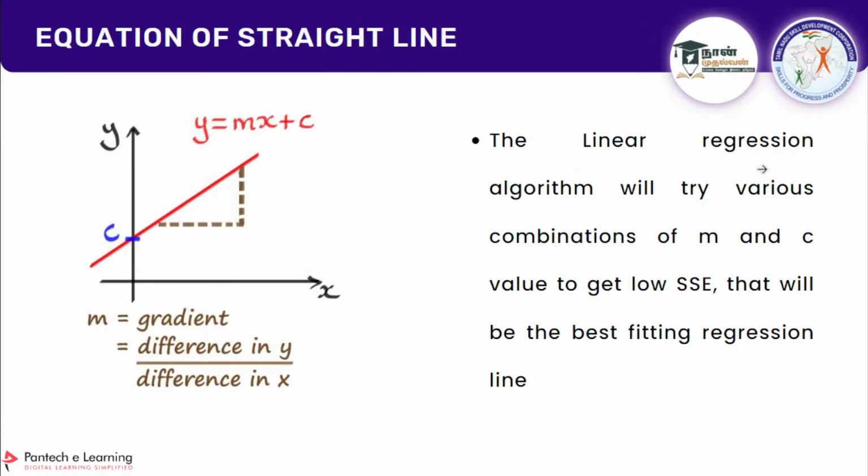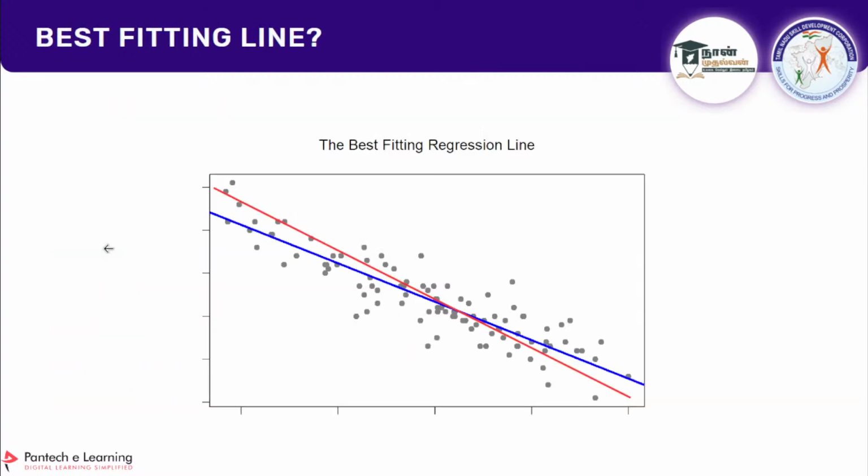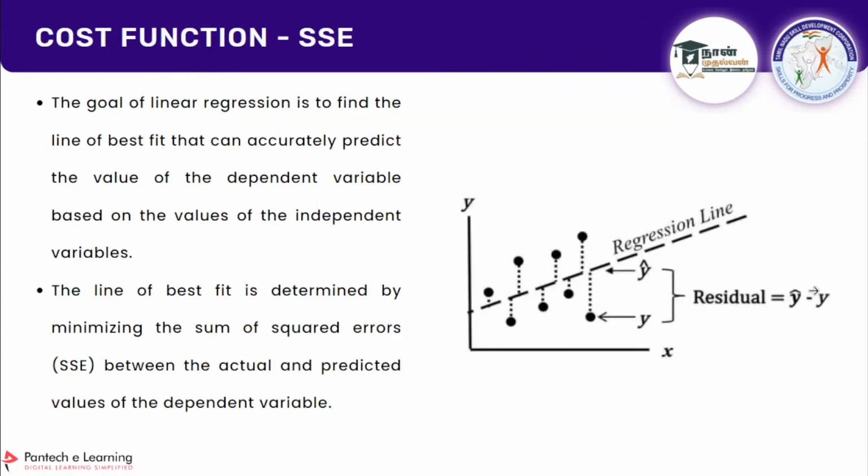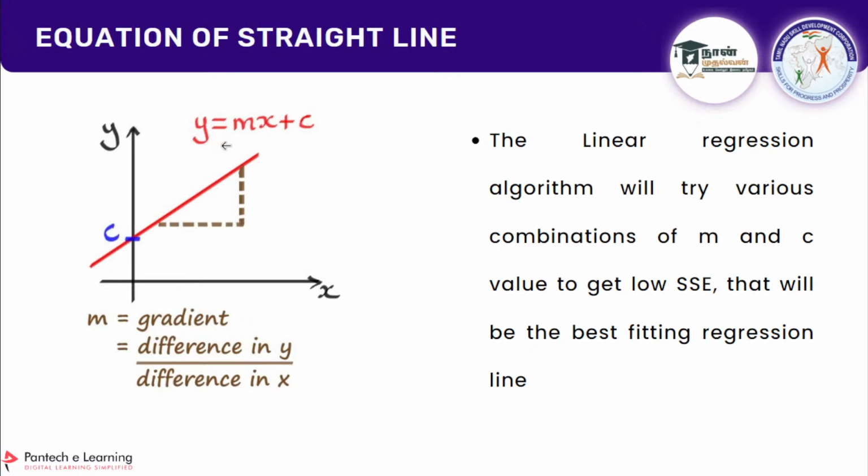Okay, but this is the math behind it. For example, the linear regression algorithm will try various combinations of m and c values. See here, y equal to mx plus c. y is the value which we are going to predict. What is the m value? m is the gradient: the difference in y over the difference in x. For 2 points, the difference in y is y2 minus y1, and the difference in x is x2 minus x1. When you divide it, you get the m value. You can draw multiple lines, so the algorithm will get the m value for every line.